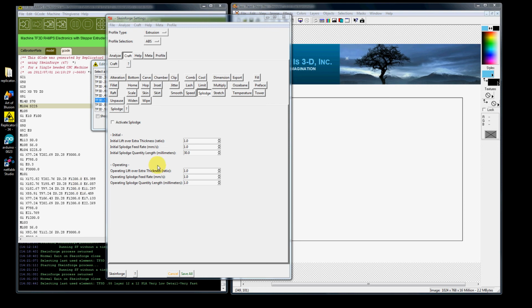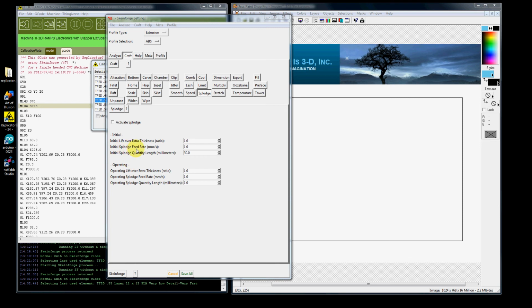Let's go through this. Initial lift over extra thickness. This defines the amount the extruder will be lifted over the extra thickness of the initial Splodge thread. The higher the ratio, the more the extruder will be lifted over the Splodge. If the ratio is too low, the extruder might plow through the Splodge extrusion.